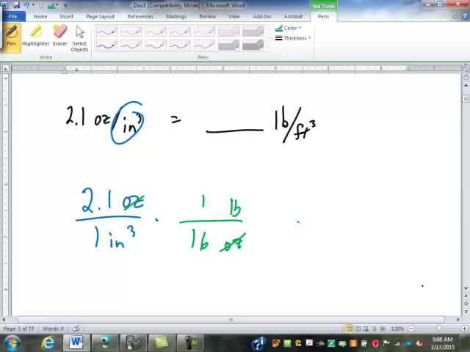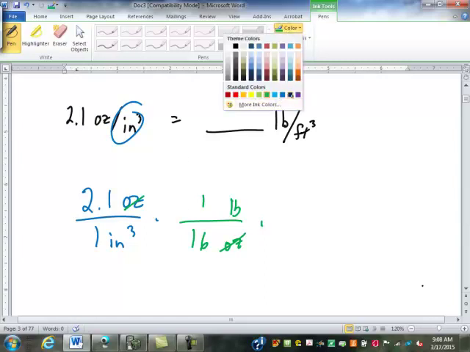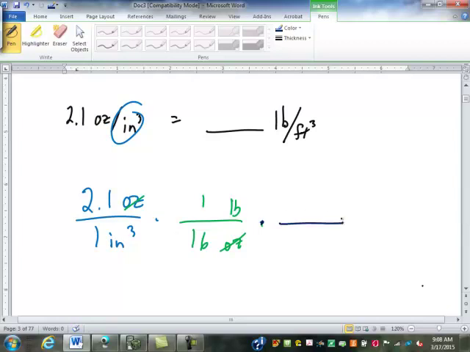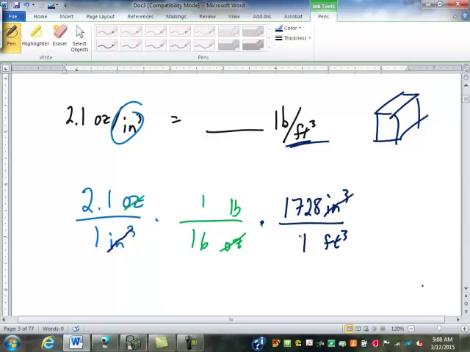Where do the feet go? Well, we want to get rid of the inches, right? So the cubic inches are on bottom. So we're going to put cubic inches on top, which means the cubic feet are going to go down here, because we want them to be on bottom. So the cubic inches are going to cancel out. 1 cubic foot is how many cubic inches? Remember, 12 by 12 by 12. 1,728. 12 times 12 times 12, 1,728. So now the cubic inches have canceled out, the ounces have canceled out. We have pounds per cubic foot.